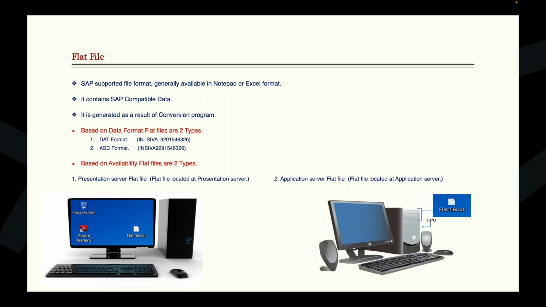So depending on the requirements, the conversion team will forward the file. The only thing you need to understand is that this file is nothing but converted data forwarded by the conversion team, and based on the file availability we have different names. If they send the file directly to you through email, it is called a presentation server file. If the conversion team places the file on an application server, where everybody can access it, it is called an application server file. So based on the availability of the file, we have these two names.